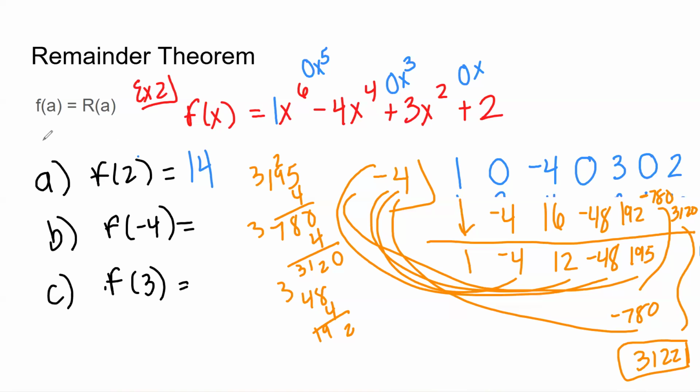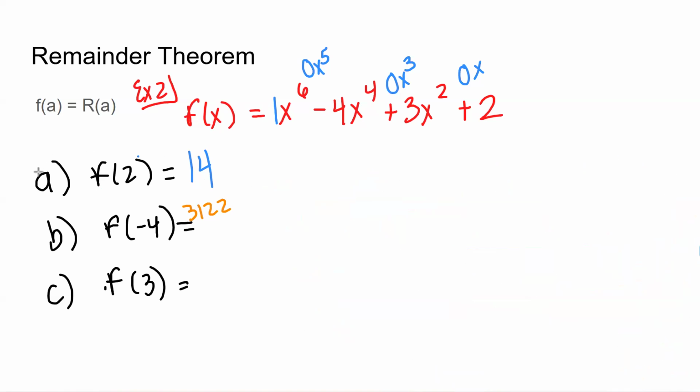Yep. And we have one more here. So this was 3122. I'll clear off. And now let's do f of 3. Again, you could just pop in, but I don't know what 3 to the 6th is, and I don't want to spend the time figuring it out. So we'll just put 3 in the timeout box.